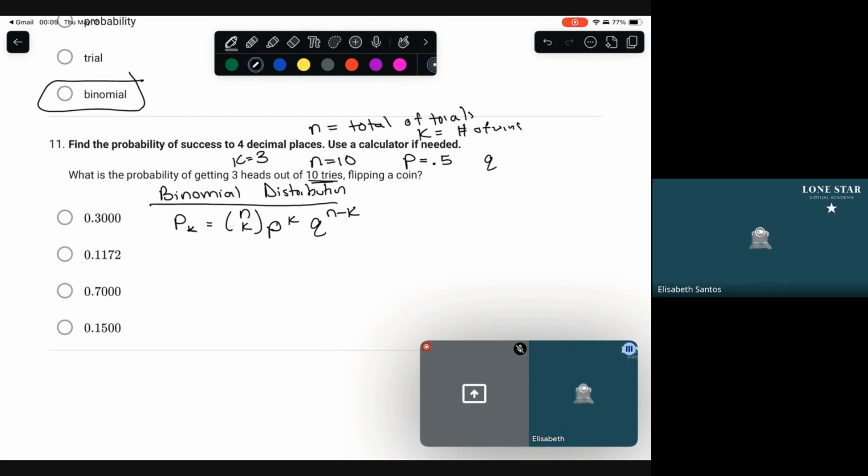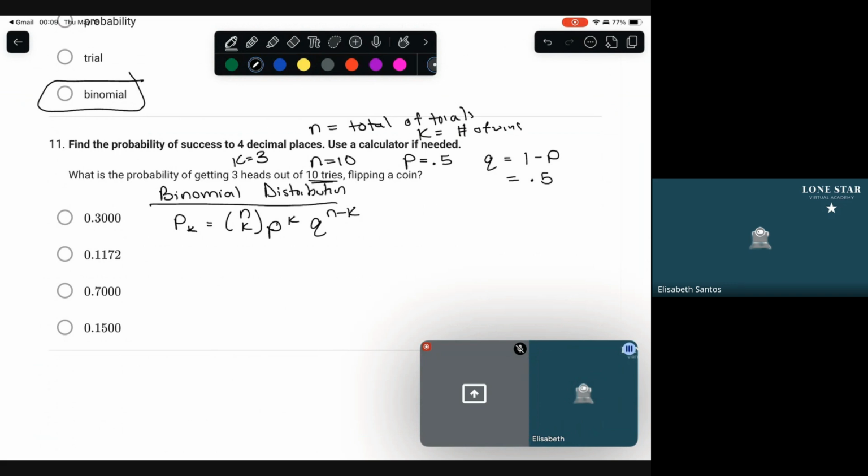And then Q is just 1 minus the probability, which in this case, 1 minus 0.5 is just 0.5. In other words, Q is the probability of not winning. So what's the probability of getting a tail? 50%.